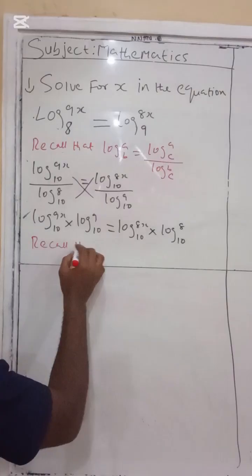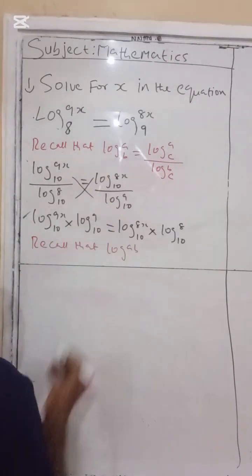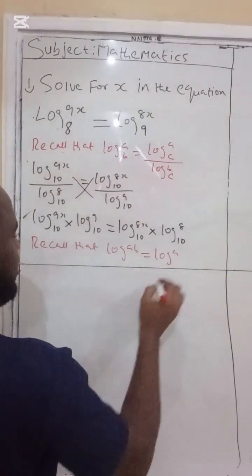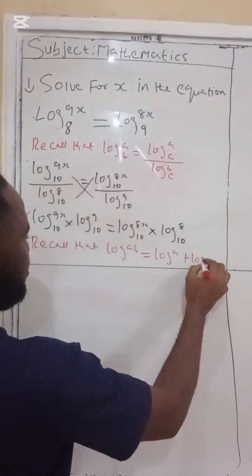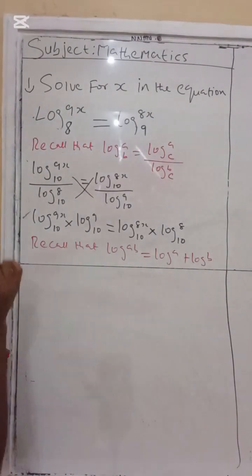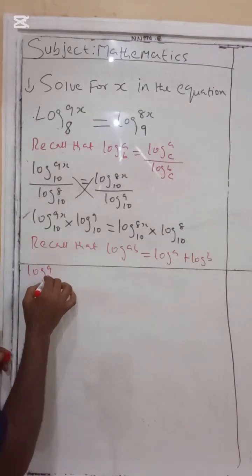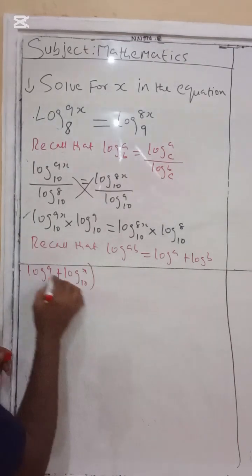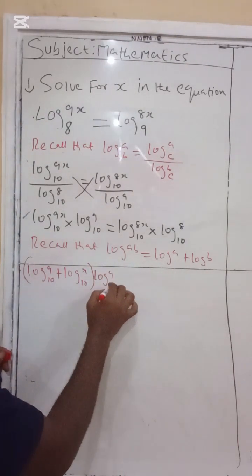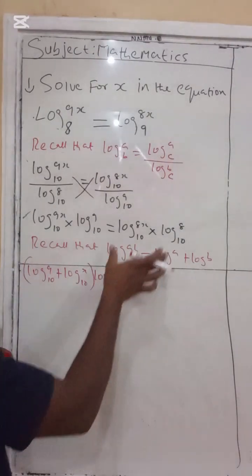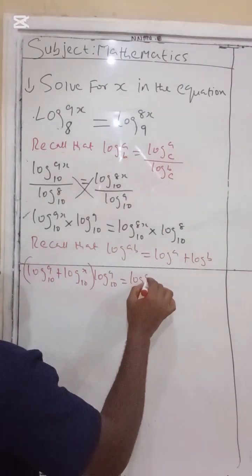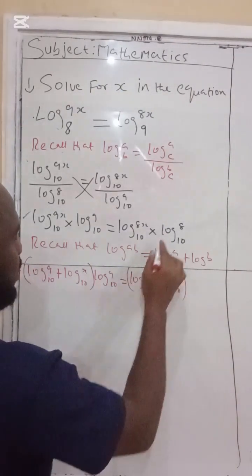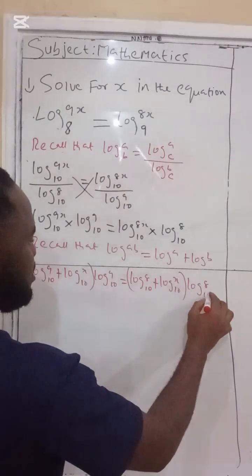Recall that log AB equals log A plus log B. So from here we can split this into log 9 base 10 plus log x base 10, multiplied by log 9 base 10, which equals, we split this into log 8 base 10 plus log x base 10, multiplied by log 8 base 10.